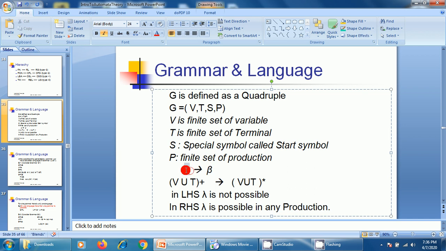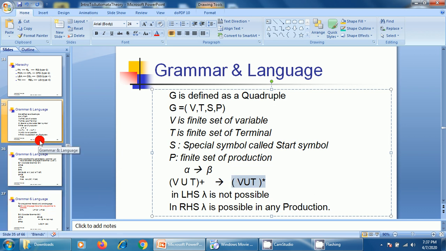Okay, in place of alpha we can write any combination of variable and terminal, and in place of beta, in the right hand side of the production, what can we write? We can write any combination of variable and terminal, including epsilon. Here, excluding epsilon. Okay, in the left hand side epsilon, meaning lambda, is not possible, while in the right hand side, epsilon or lambda is possible.